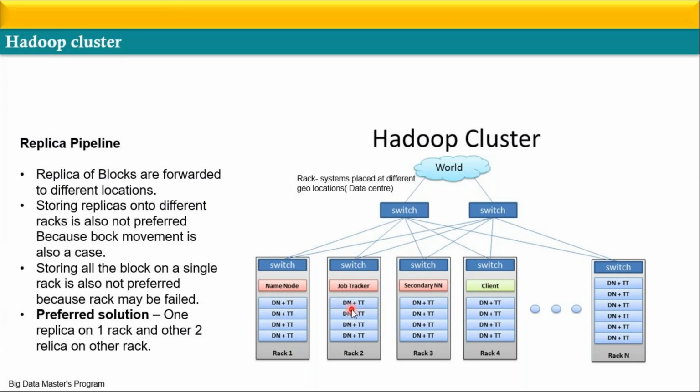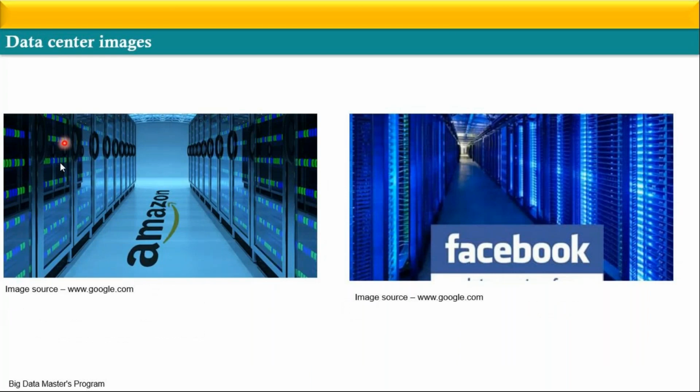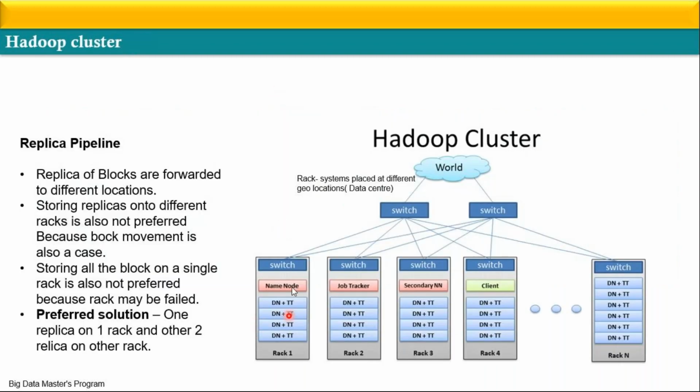And in a data center, just try to have a look. This is a picture of a major data center, the Facebook data center. And these particular machines are called racks. These are nothing but racks. And racks are having multiple machines.